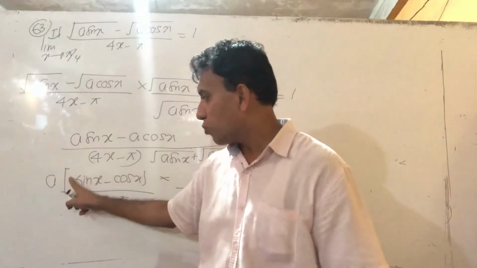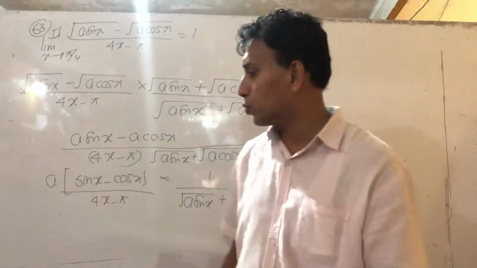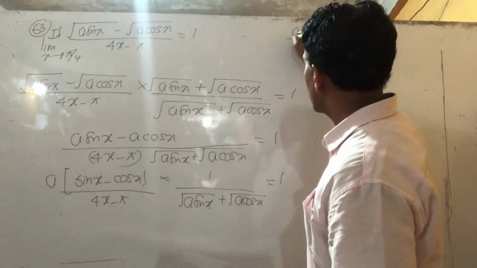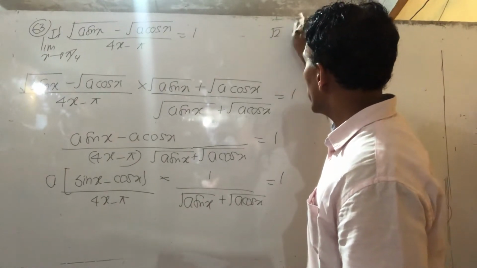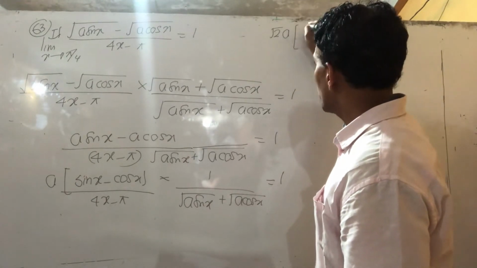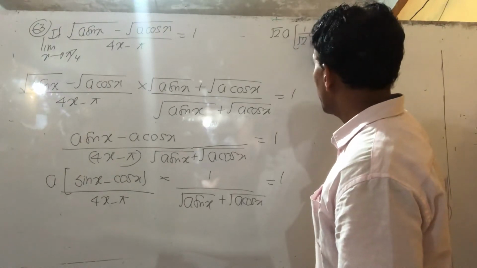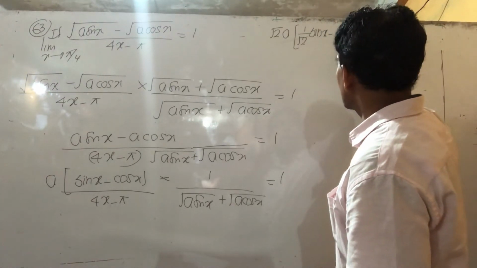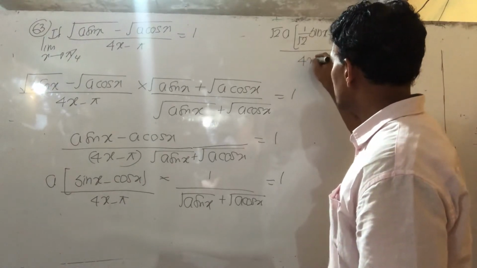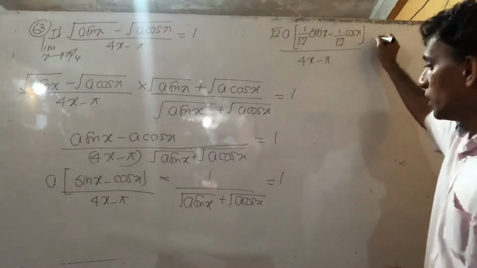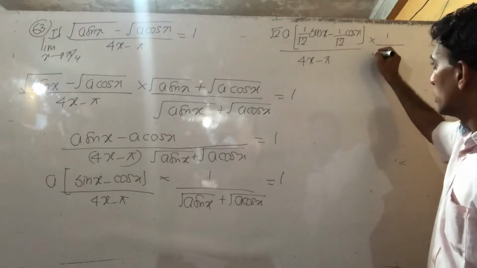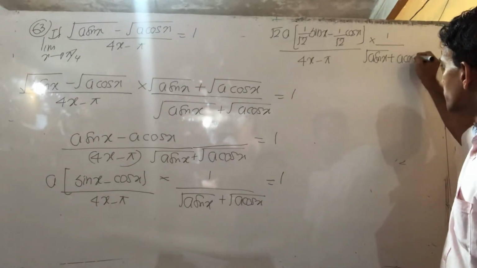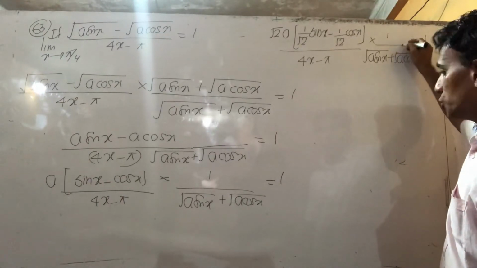So if you take 1 square plus 1 square, that is 2, take the square root 2 out and divide by it inside the square root. That is the trigonometric part. Can I write it like this? I say square root 2a, then inside, 1 over square root 2 sin x minus 1 over square root 2 cos x, over 4x minus pi, into 1 over a sin x plus a cos x within square root. This is equal to 1, right?